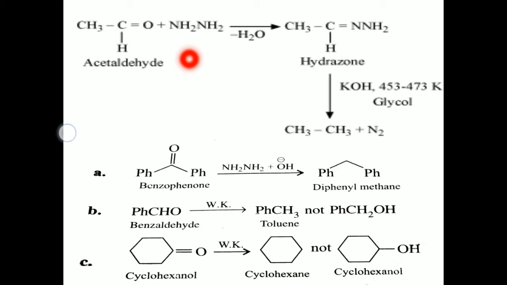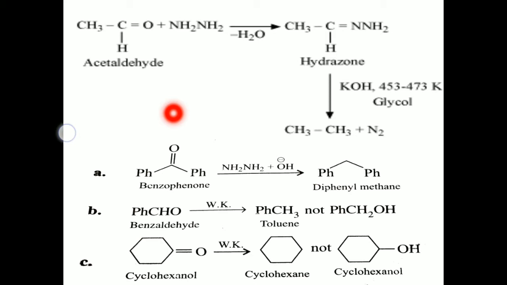Next is benzophenone. Benzophenone is a ketone. When it participates in the Wolff-Kishner reaction, the carbonyl group is converted into a CH2 group, which gives diphenyl methane. Next it is benzaldehyde. Benzaldehyde under Wolff-Kishner reduction, the CHO or C=O is converted into CH2, and finally it gives PhCH3. PhCH3 means toluene, methyl benzene.